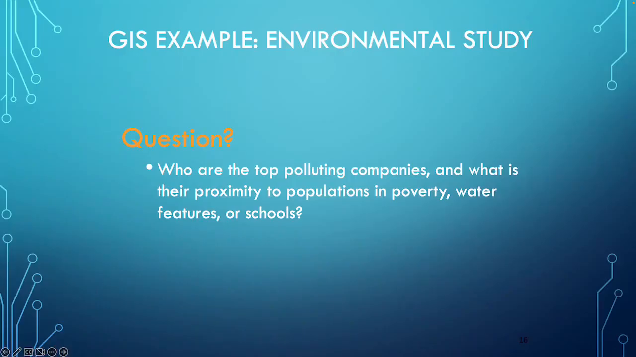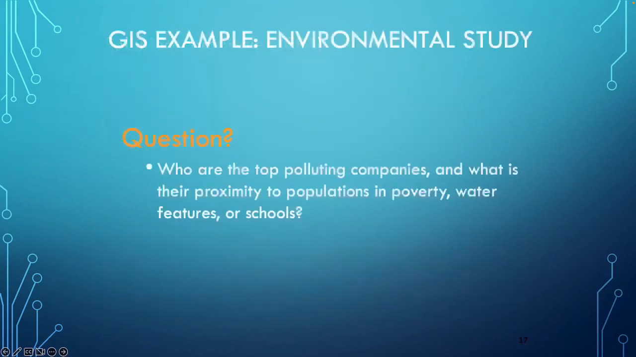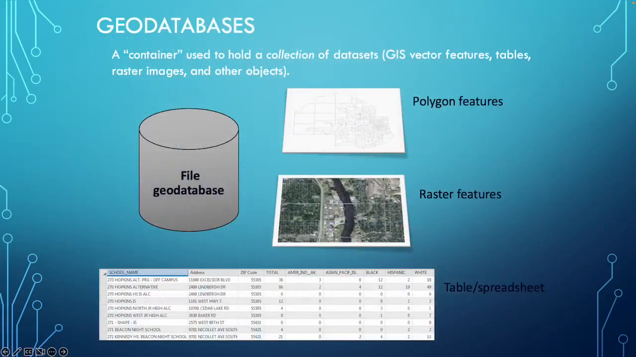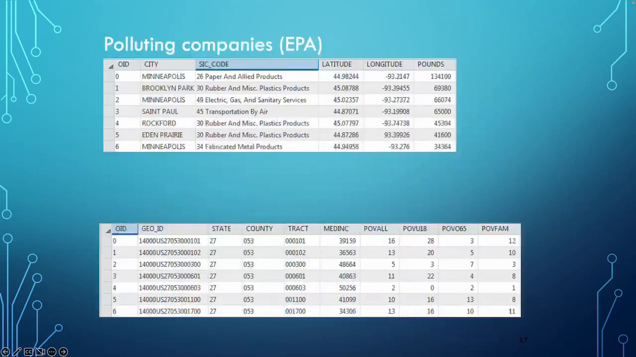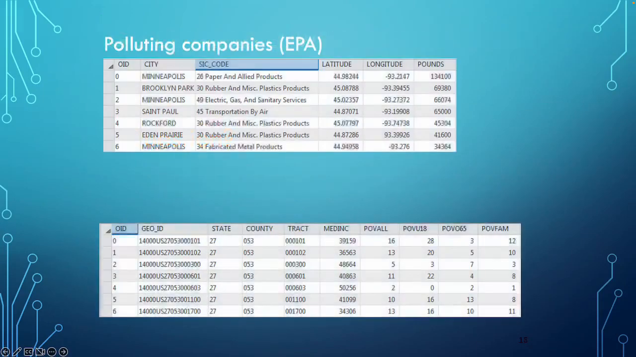Okay, now, once you've created a database in ArcGIS, you're going to be able to start asking questions. Let's say we want to know who are the top polluting companies. Oh, I'm going the wrong way. Okay. All right. Who are the top polluting companies, and what is their proximity to populations in poverty, or water features, or schools? Okay, we're going to go on.